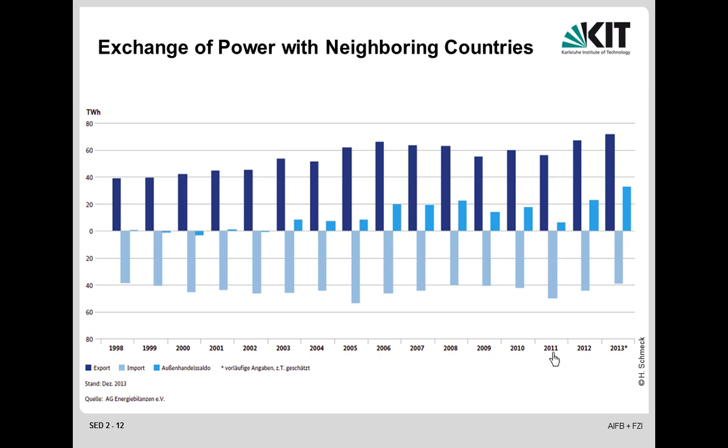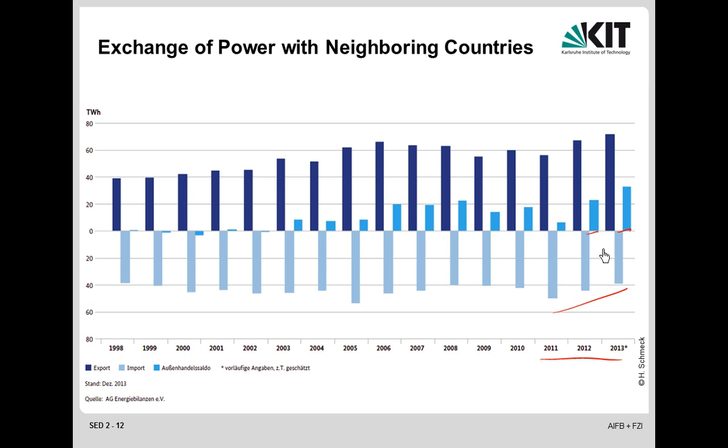From 2011, when we started the energy transition, the amount of power that we export is increasing. The amount of power that we are importing is decreasing. And it means that the surplus we have is increasing significantly. We have quite a surplus of power, and this will develop in the same way in the next years.